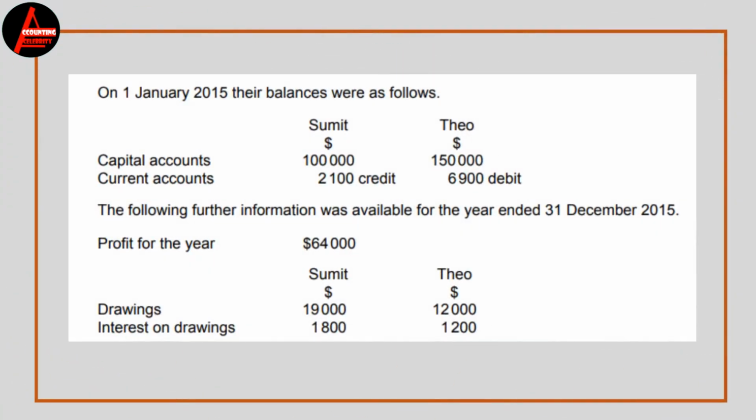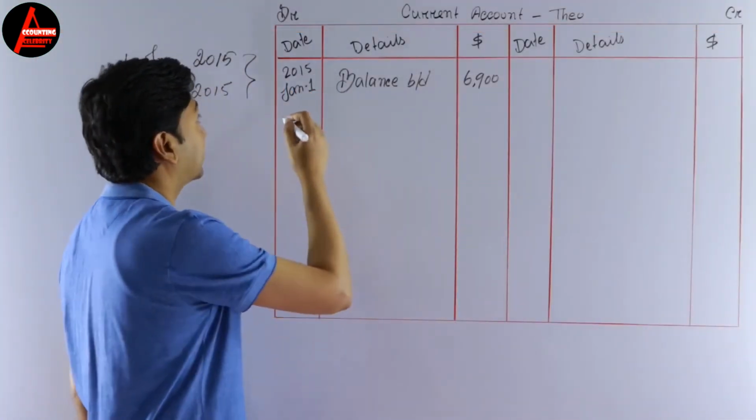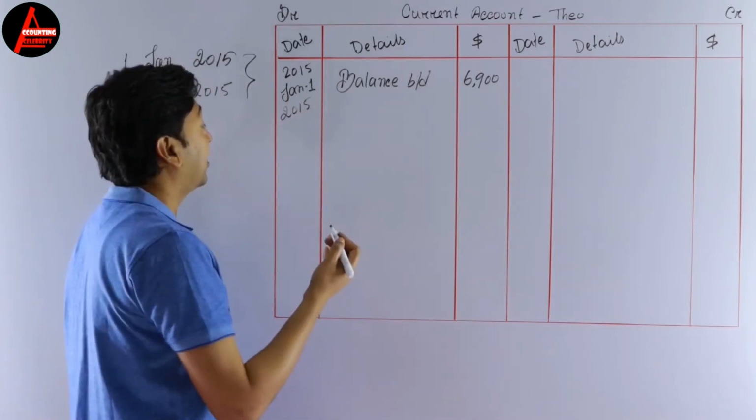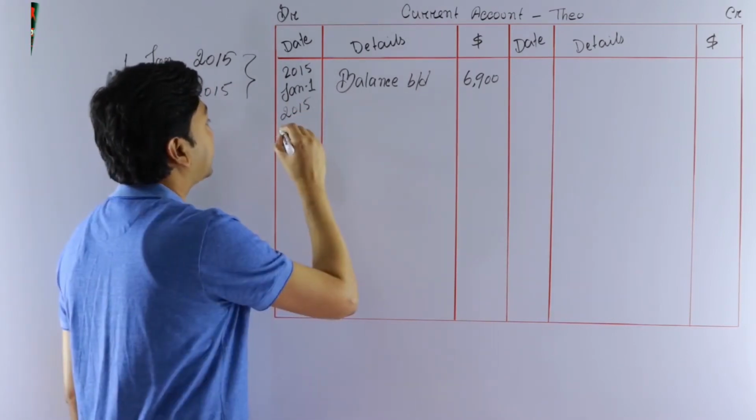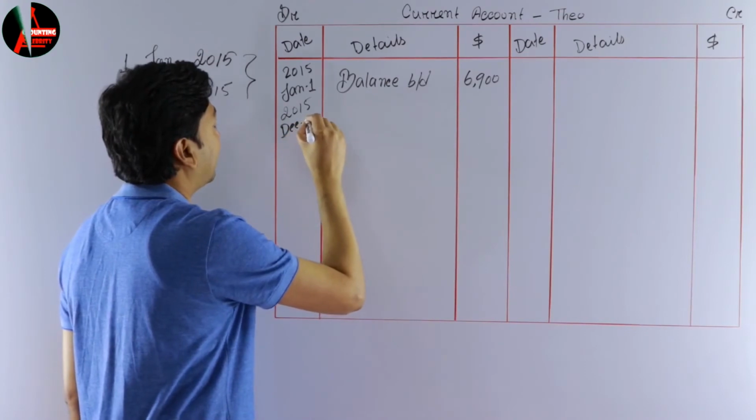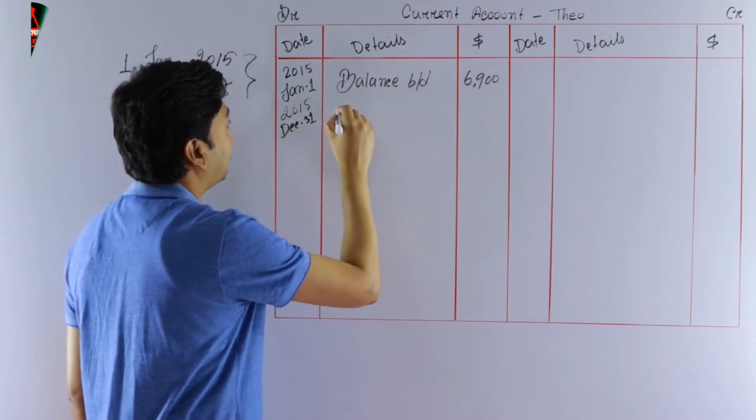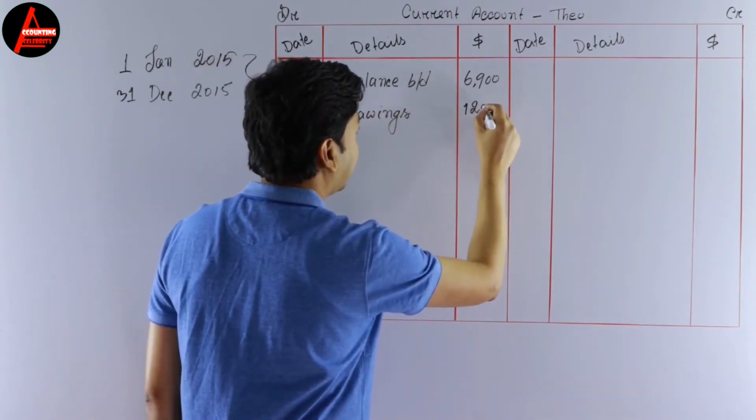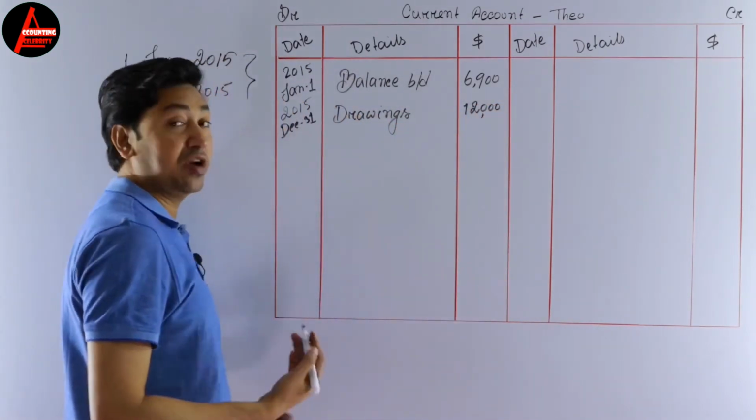So what is the drawings in the question? Have a look here. Dio's drawings is $12,000. Okay, so let us write here drawings, the date first, 2015, on the last day of the financial period, which is 31st December 2015. Drawings, $12,000. Very good.